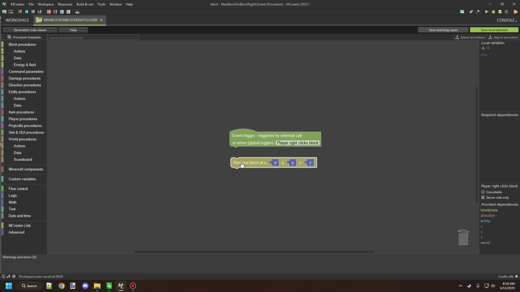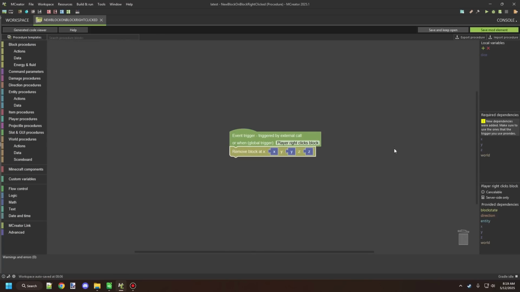Let's talk about where the location is going to be. So this is going to be depending on the trigger itself. So for example, when we use the player right clicks on block, this is going to be located at the block's location that we actually right click on. This is basically going to remove the block we right click on in that case.